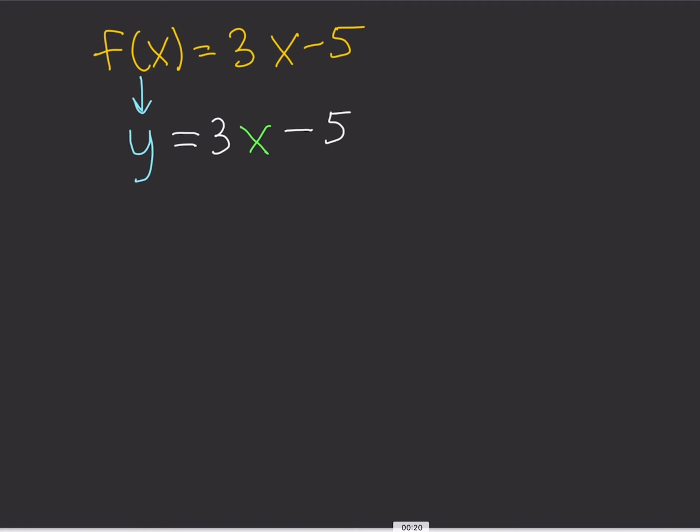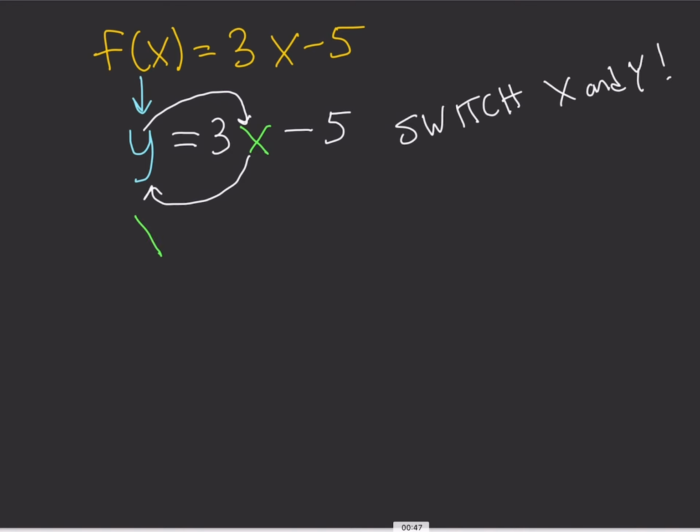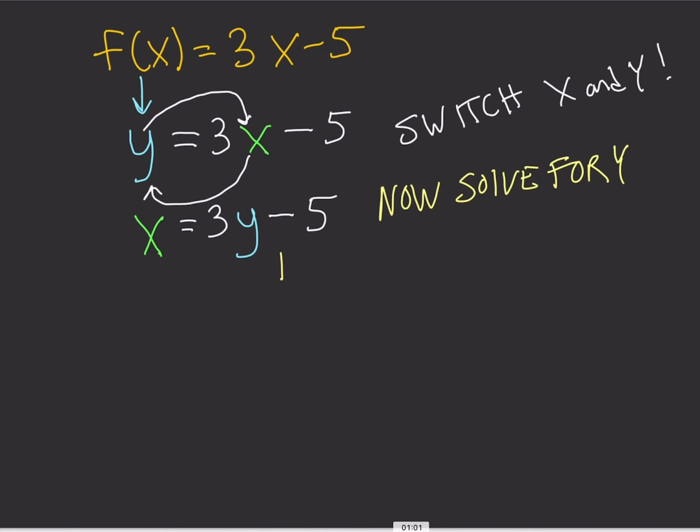The second step is we're going to replace the x's and y's, meaning we're going to switch their positions. So you're just going to rewrite this function, and instead of being y equals 3x minus 5, you're going to end up with x equals 3y minus 5. Now, the last step is we need to solve for y, get that y alone. The way we do that is just algebraic equations, moving things around.